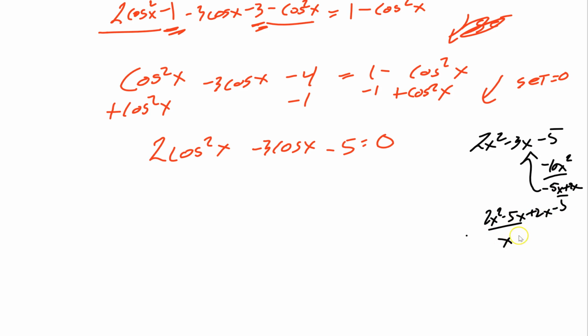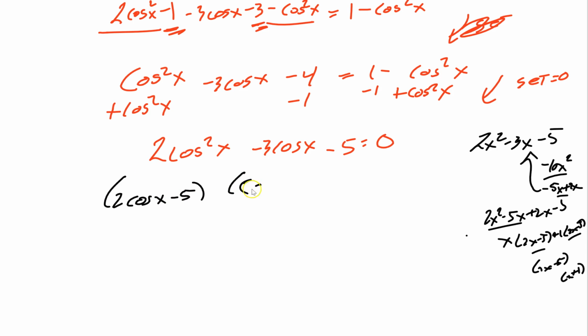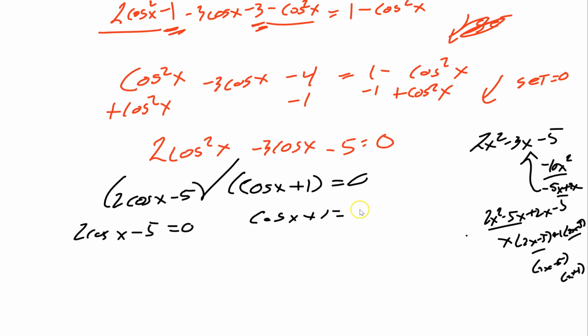These have an x in common, 2x minus 5. These have nothing in common, I mentioned that before. Put a 1 out there, they have nothing in common. Hey, these match, 2x minus 5, x plus 1. Okay, so this is going to be 2 cosine x minus 5, cosine x plus 1. Split it: 2 cosine x minus 5 equals 0, and cosine x plus 1 equals 0.